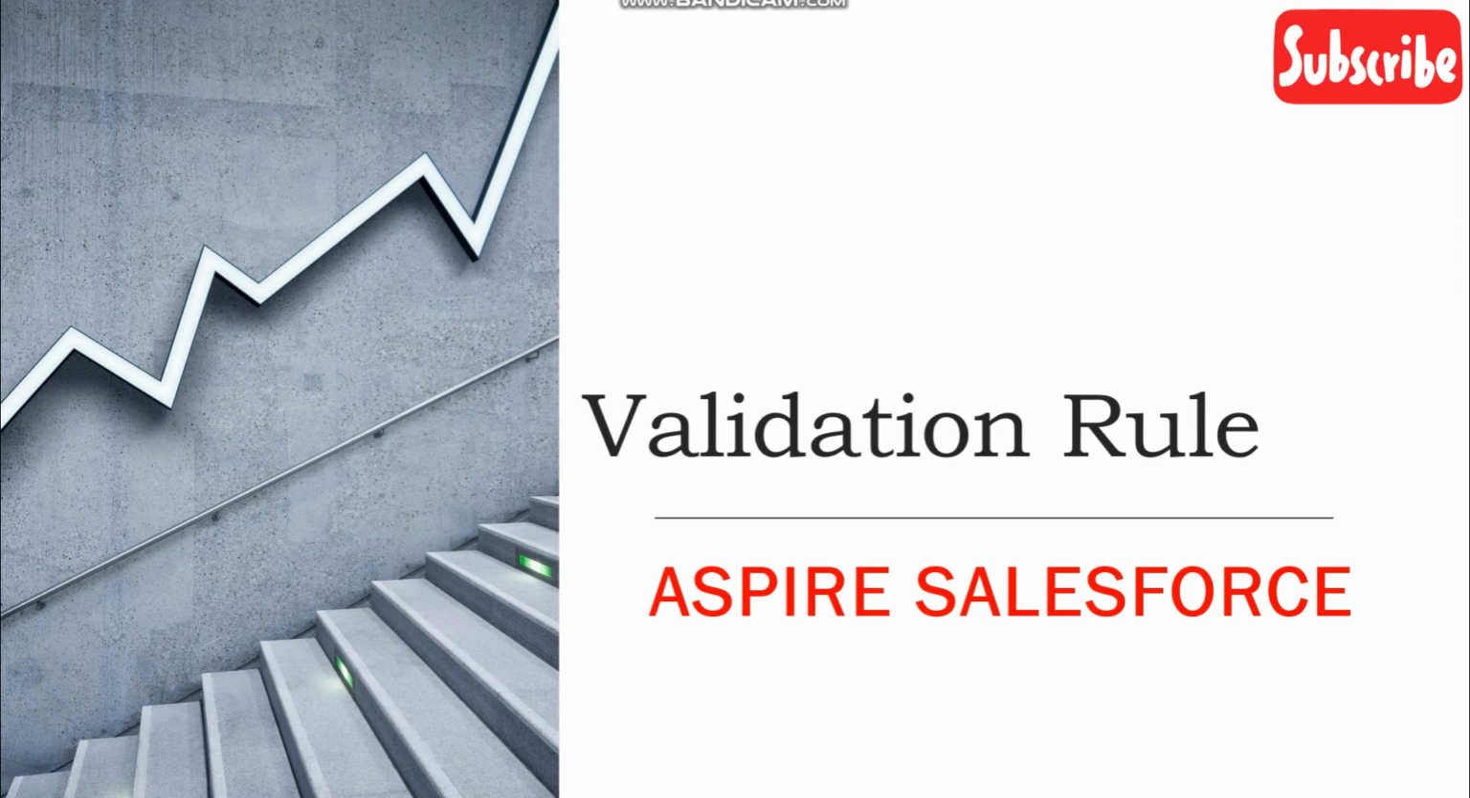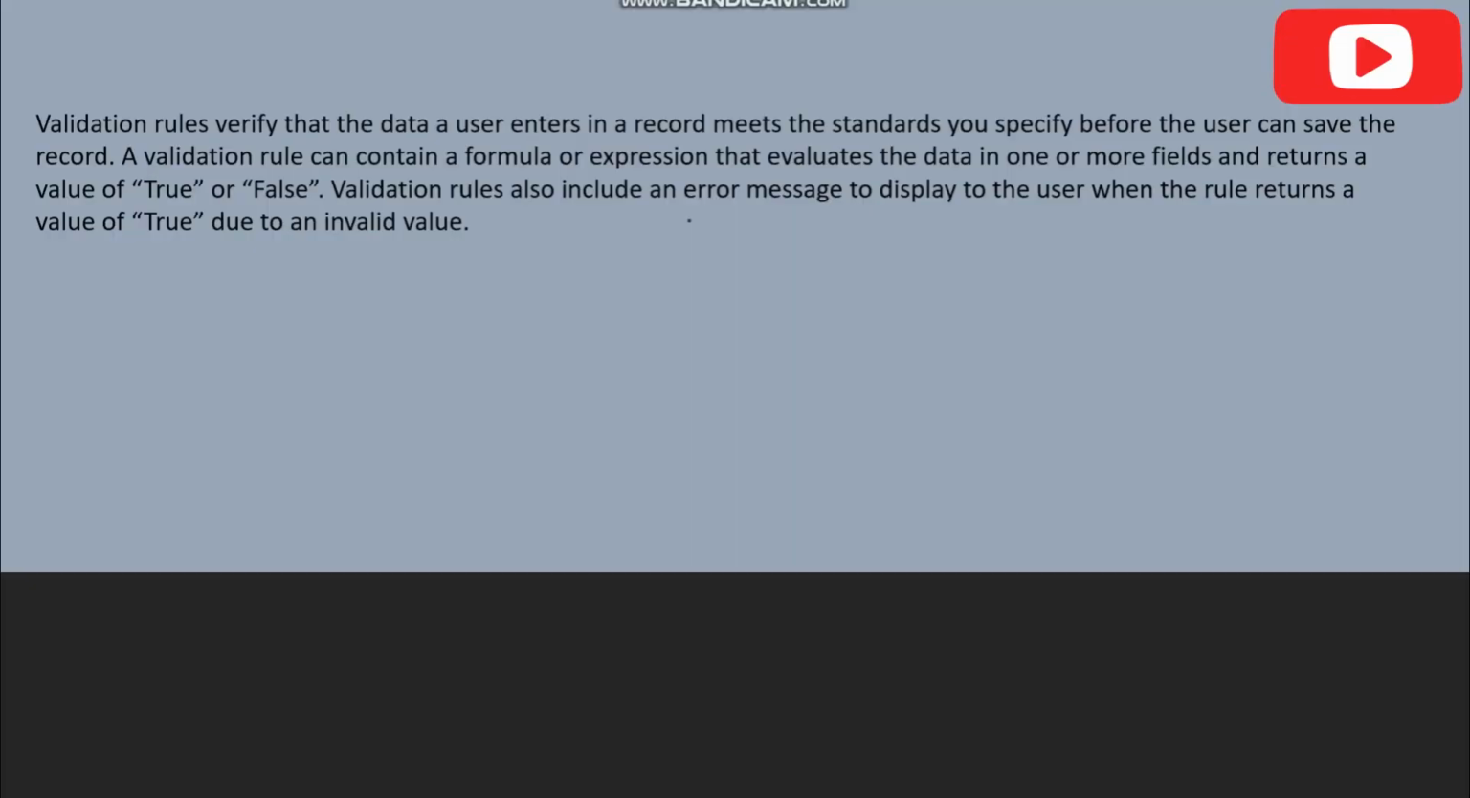That is validation rule. So let's start. Now, what is validation rule? Validation rule is used to verify that if any user is entering any type of data, it meets the standards you specify before the user can save the record. There's a specific type of standards or rules you can say that a user needs to follow. That is what a validation rule is.